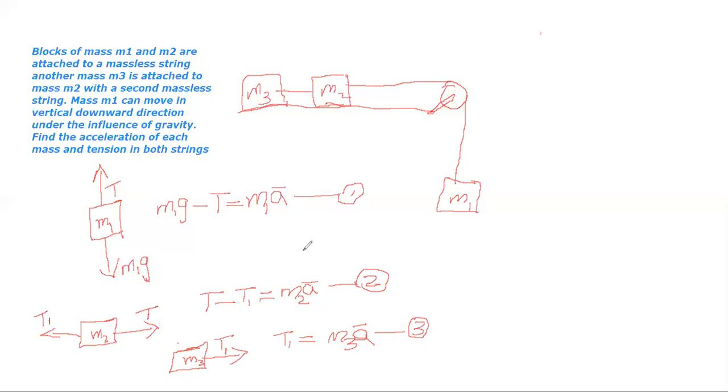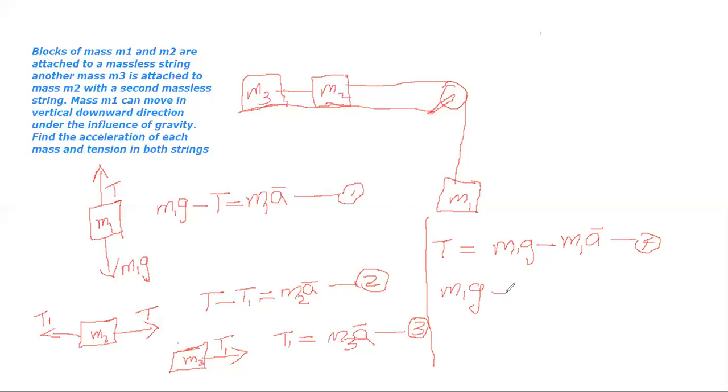So let us first rewrite equation number 1 for the tension T. T is equal to m1g minus m1a, right? And we can substitute this expression for tension into equation number 2.